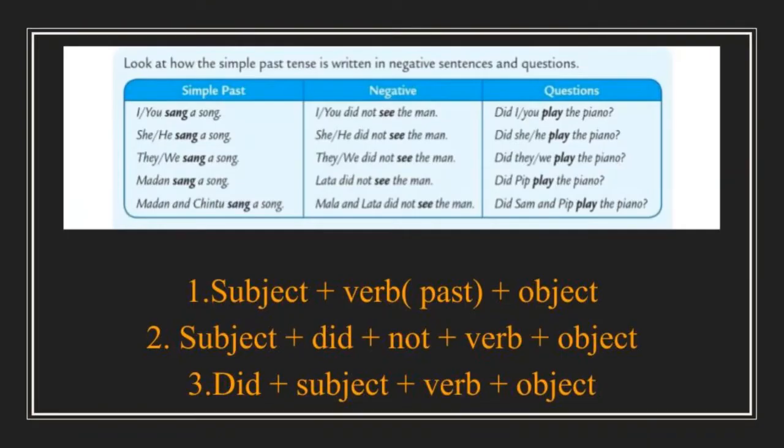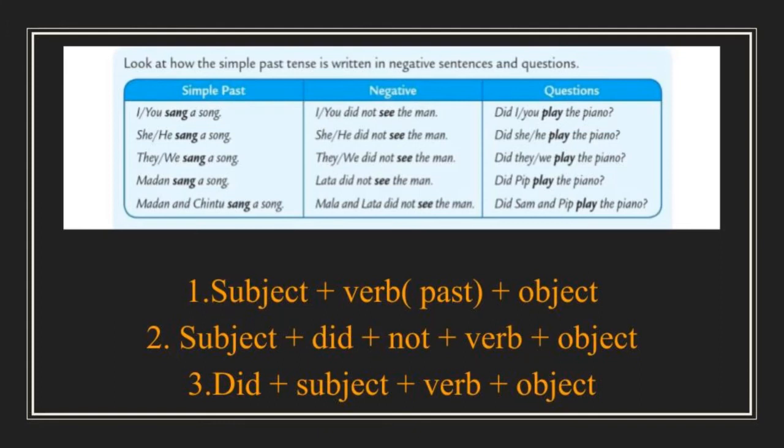Okay, students, let us see how to form simple past tense in negative and questions also. Look here, a tabular column is given. It is divided into 3 columns. One is simple past, it means simple sentences, the next one is negative sentences, and the third one is questions, it means interrogative. Already some rules are there we should follow. If we follow these rules, we can easily know how to form simple past tense and how to form negative sentences and interrogative sentences also.